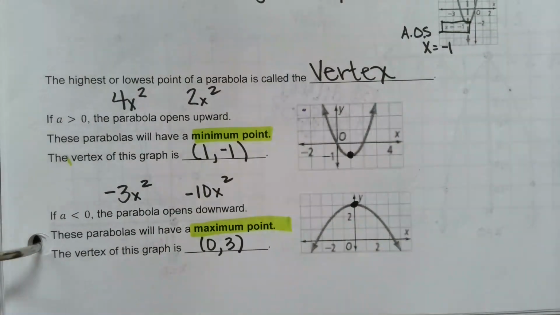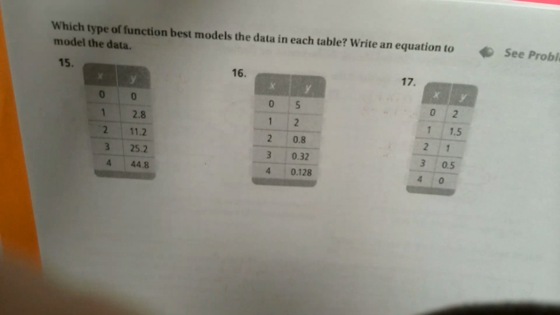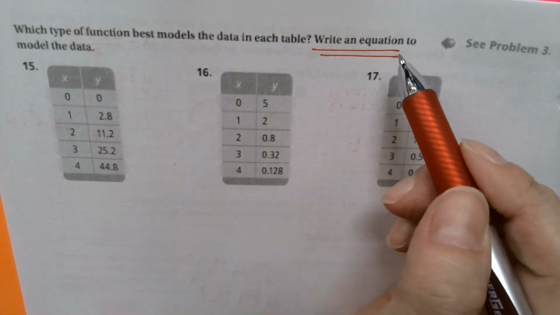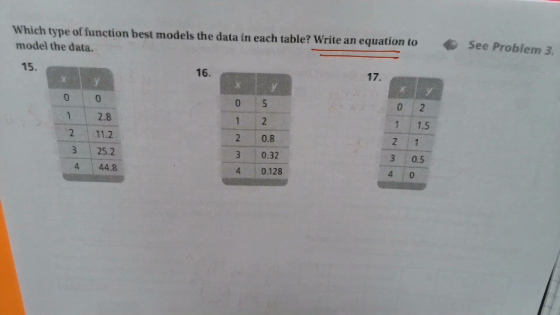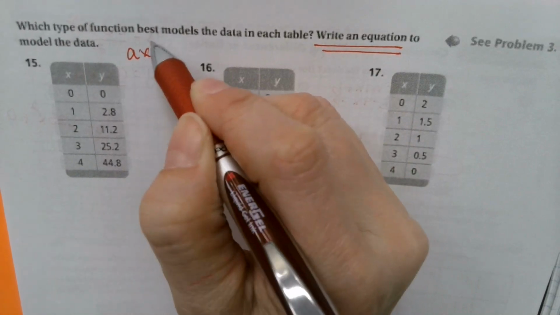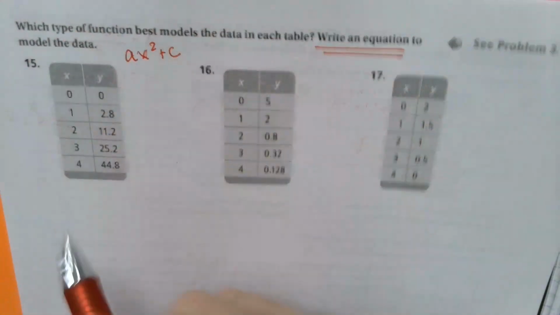All right, turn the page. We're going to practice just a couple here. It says, which type of function best models it, and write the equation. So again, linear, mx plus b, exponential, a times b to the power of x. Quadratic is ax squared plus c. No b in those ones.